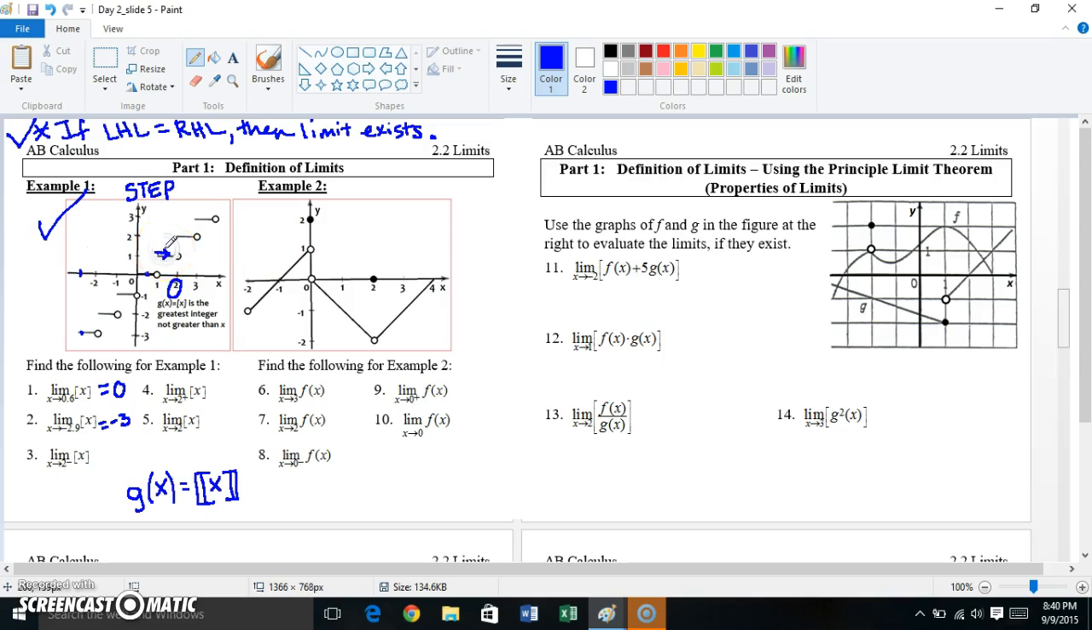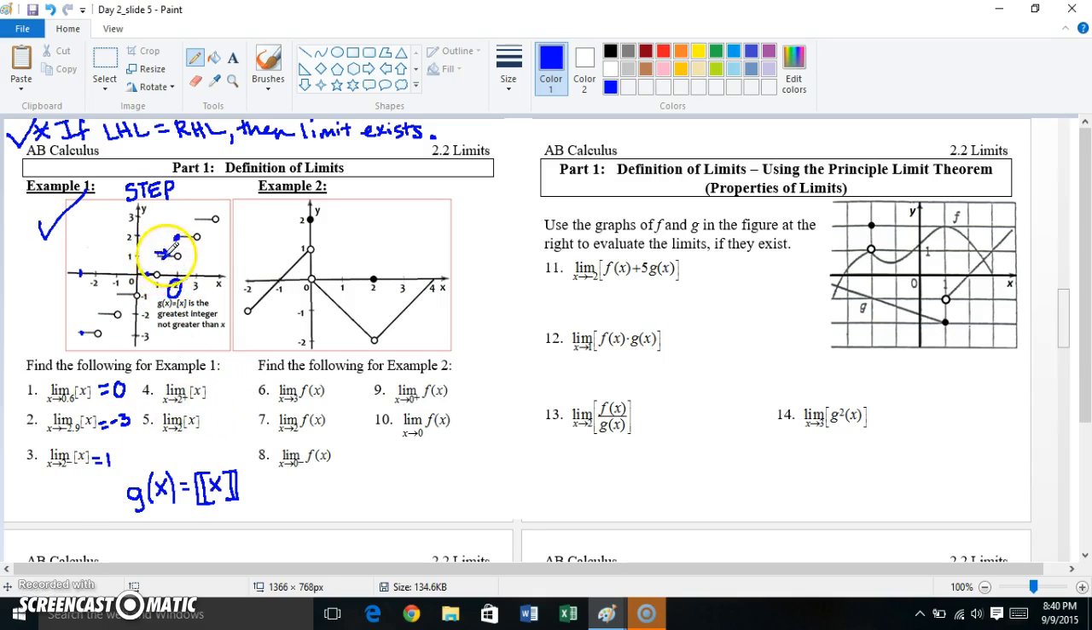There we go. So from the left, as I get close to 2, it looks like I am at the value of 1. All right, so here there is an open circle. So the y value when x equals 2 is not 1. It's actually up here at 2, right? What's the greatest integer less than or equal to 2? 2.